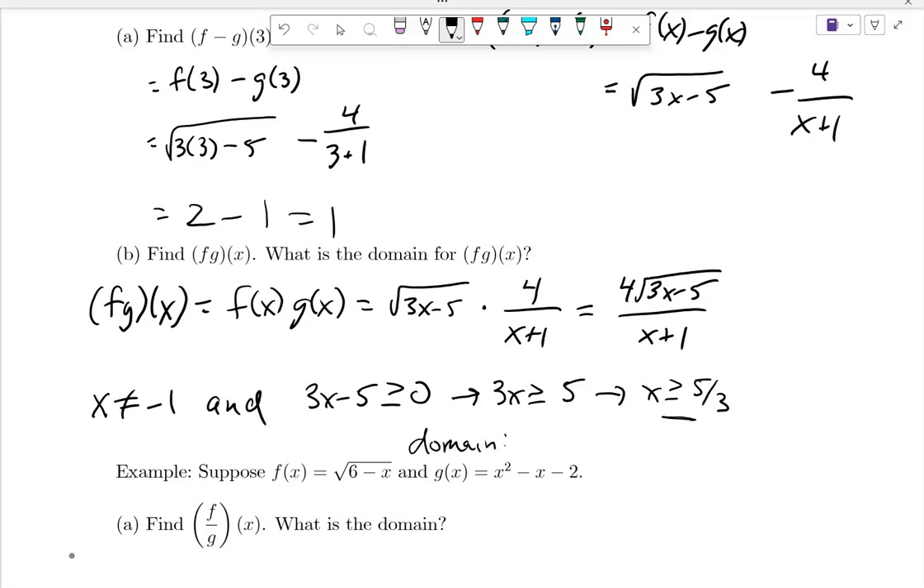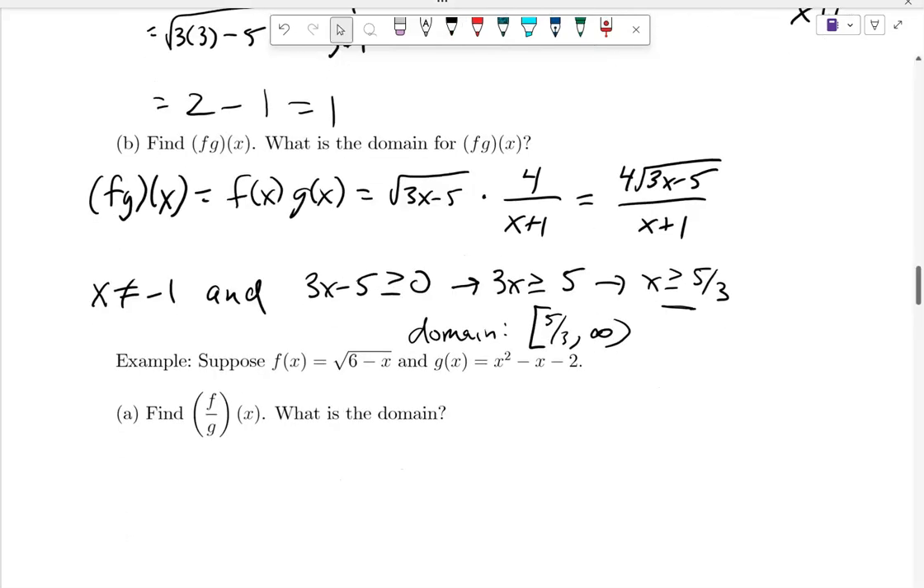Negative infinity. No, it's the other way, right? So it'll be 5/3 to infinity, and what'll go on the 5/3, a bracket or a parenthesis? A bracket in this case because it's on the top, right? Okay. Questions on that?